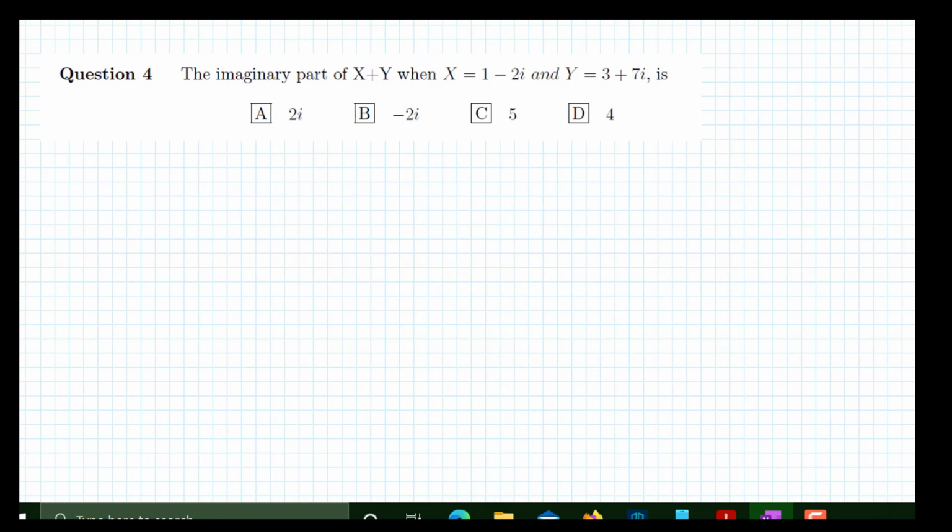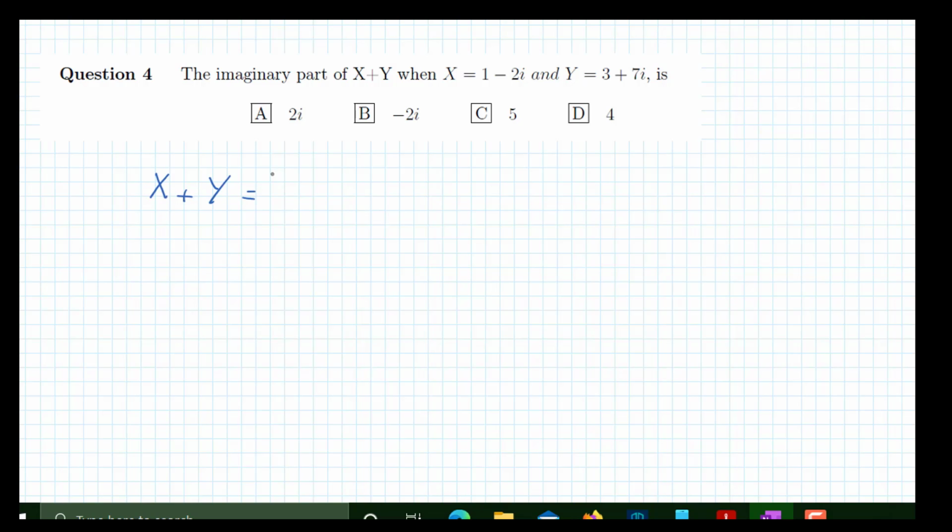Question number 4. The imaginary part of x plus y when x equals 1 minus 2i and y equals 3 plus 7i is. So as you see here, we are asked about the imaginary part only. For that, we will just make a small computation, writing x plus y in standard form.